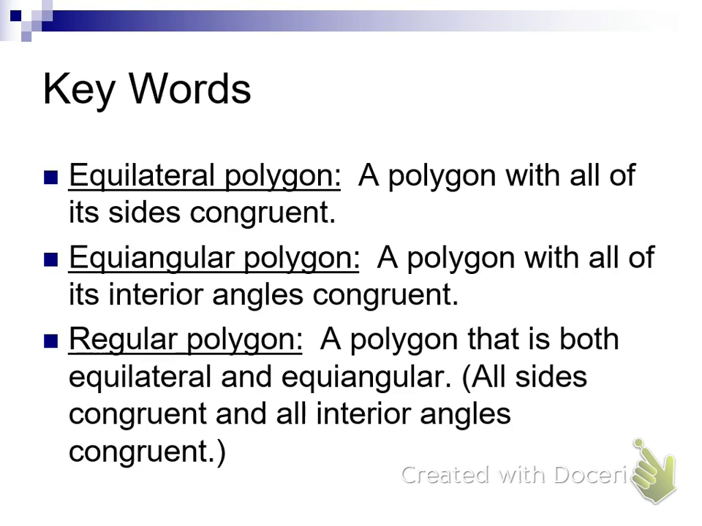Equilateral and equiangular we've talked about in regards to triangles, but it will also apply to polygons. An equilateral polygon has all sides congruent. An equiangular polygon has all angles congruent.